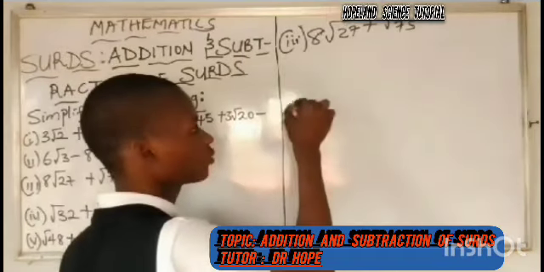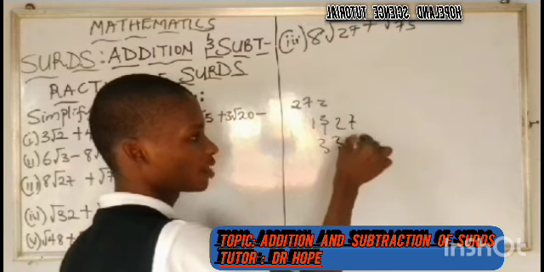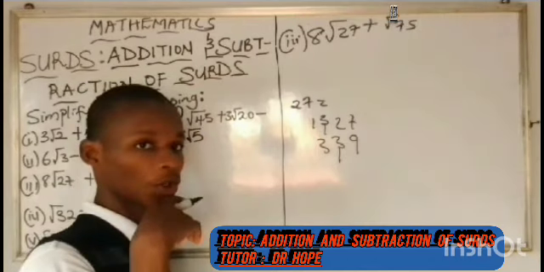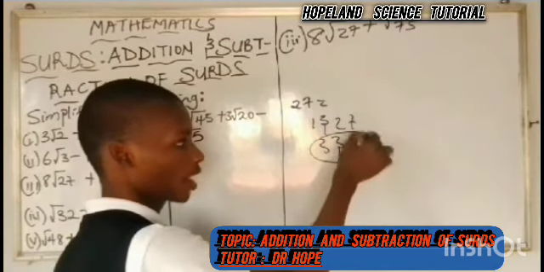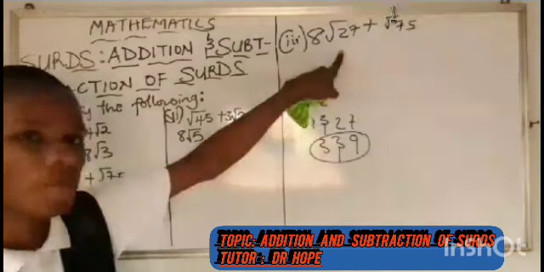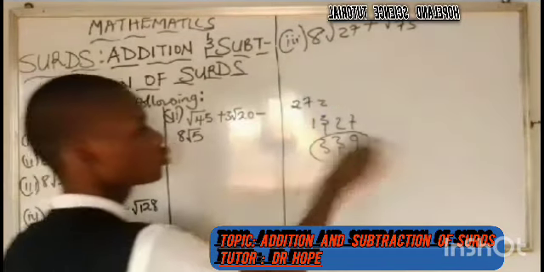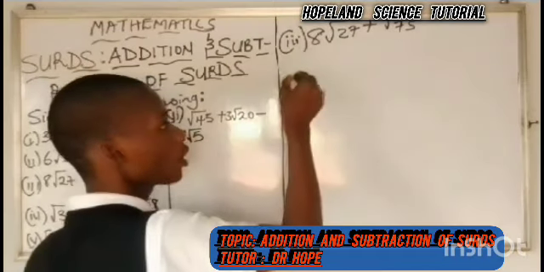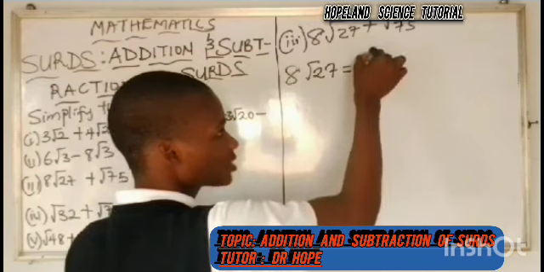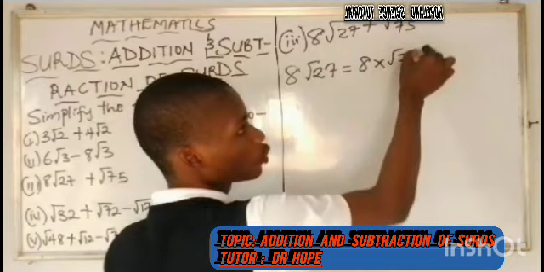So in 27, what are the factors of 27? We have 1 and 27. We have 3 and 9. So in each of these sets of factors, does any of them contain a perfect square? Yes, this second one, right? So for that singular reason, root 27 is not a basic surd. So we are going to make it a basic surd first. That will be our first step. So let's make root 27 a basic surd. So I will have 8 root 27 equals 8 times root 27.